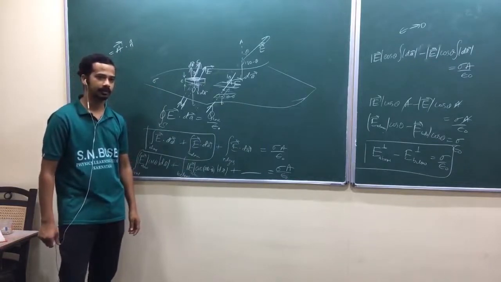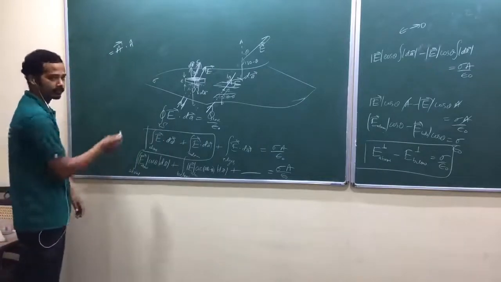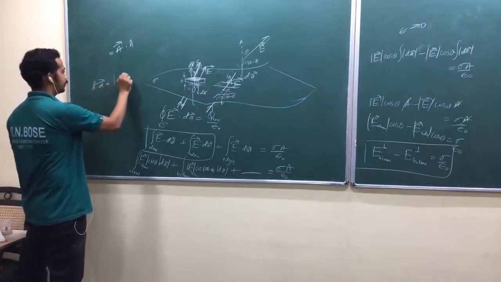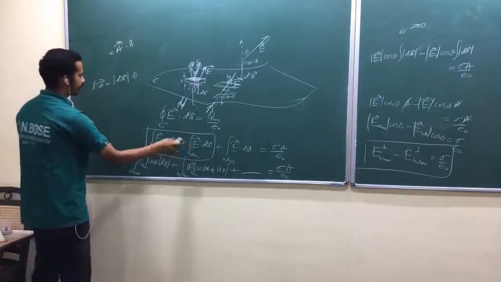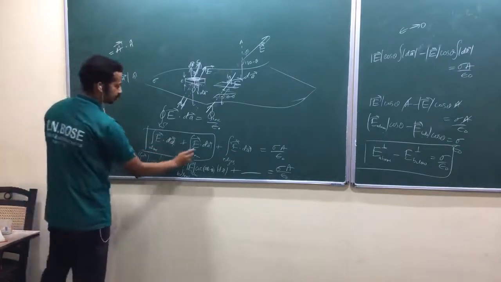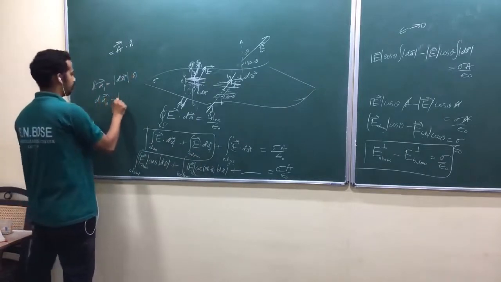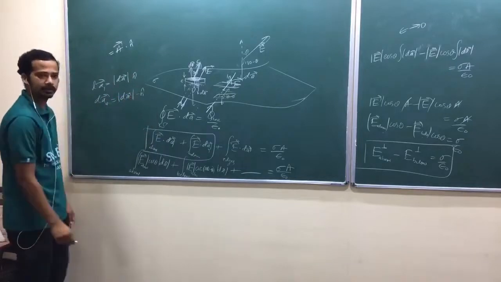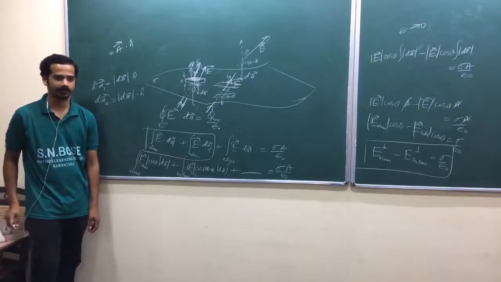Isn't it? Or let me do it like this. Let me try that one. Okay, so dA vector is mod dA into n cap, perpendicular. This dA vector is dA1, dA2. Can I write it like this? dA2 vector is equal to mod dA into minus n cap. Can I write it like this? I think that's the best idea. I can avoid the whole thing, I think.